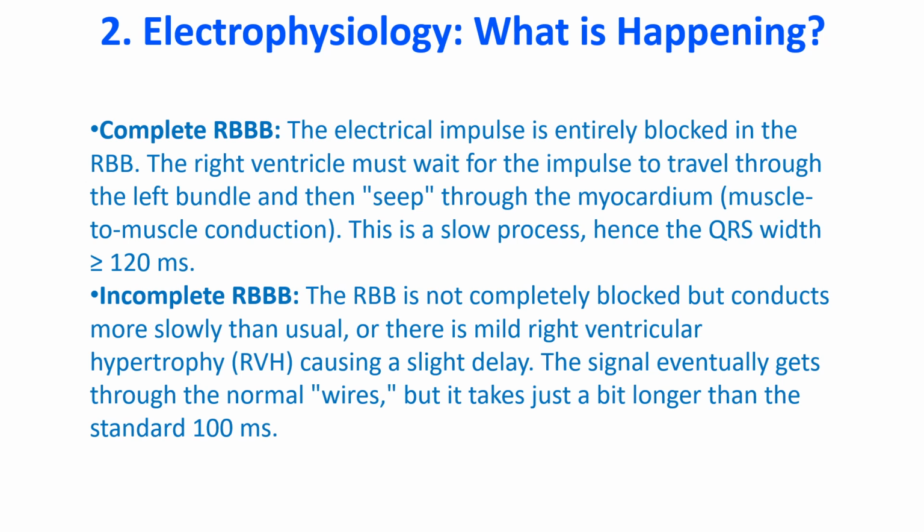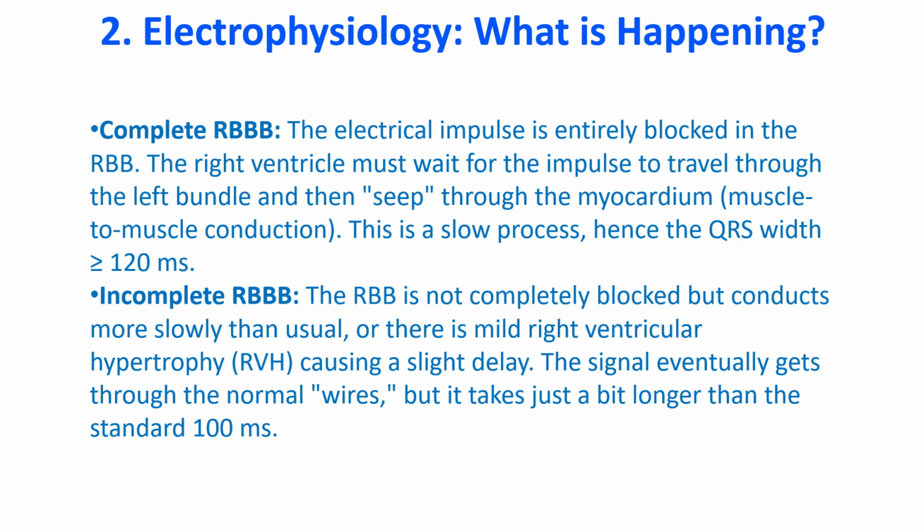In complete RBBB, the electrical impulse is entirely blocked in the right bundle branch. The right ventricle must wait for the impulse to travel through the left bundle and then seep through the myocardium, muscle-to-muscle conduction. This is a slow process, hence the QRS width of 120 milliseconds or more.